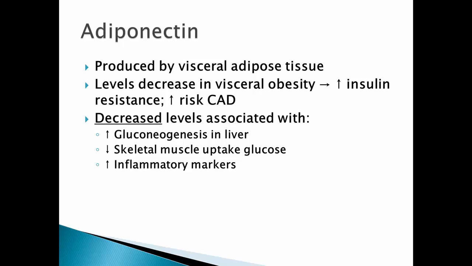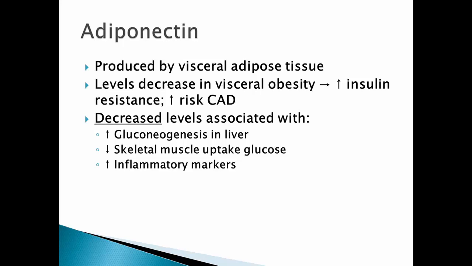The last piece we want to talk about is adiponectin. Adiponectin is produced by visceral adipose tissue. The function of adiponectin is physiologically to sensitize us to insulin. So it's an insulin sensitizer. So when you have adipose and visceral obesity, the levels of adiponectin actually decrease. Because of the decrease of the adiponectin in visceral obesity, we lose that insulin sensitivity. Therefore, you have more insulin resistance, leading to type 2 diabetes, and you also increase the risk of coronary artery disease.